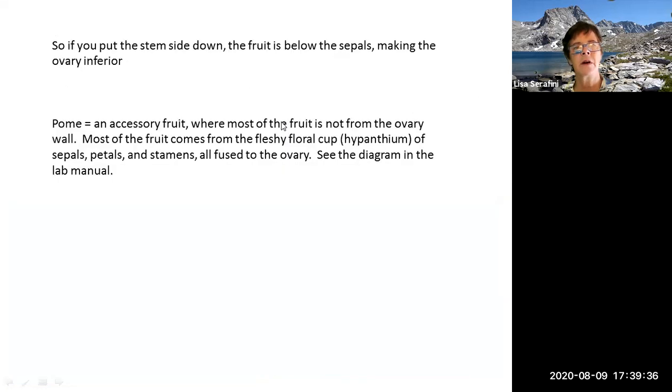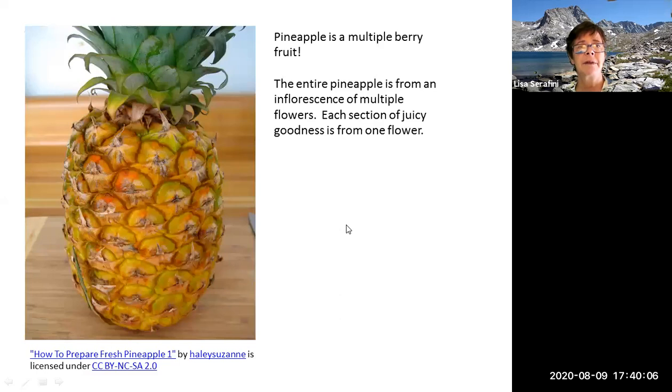Okay, so it's an inferior ovary, but this is also an accessory fruit. So most of the stuff making up the apple is not the ovary wall. What is it? Well, it's the hypanthium that actually was fused to the ovary to make it inferior. So it's the sepals, the petals, the stamen tissue that was fused to that inferior ovary. And that's what becomes nice and fleshy and is the majority of the apple that we eat if you eat apples. You should eat an apple a day. Keep the doctor away, right?